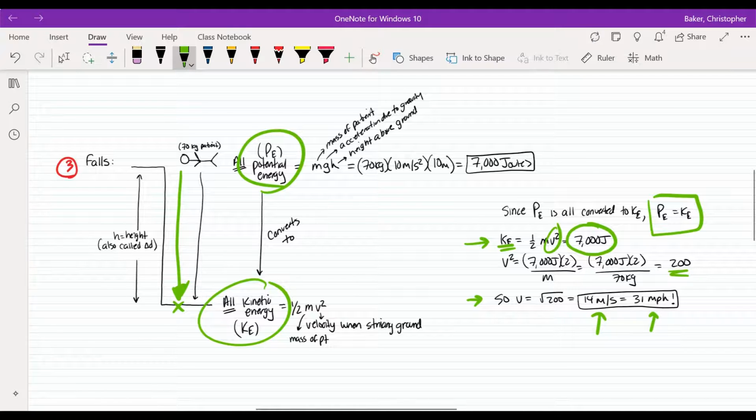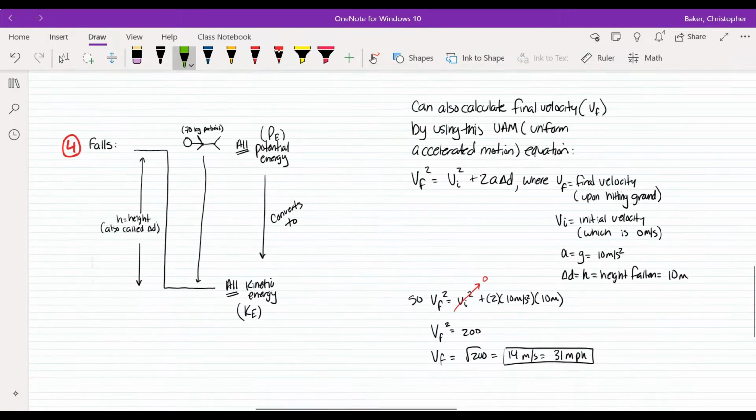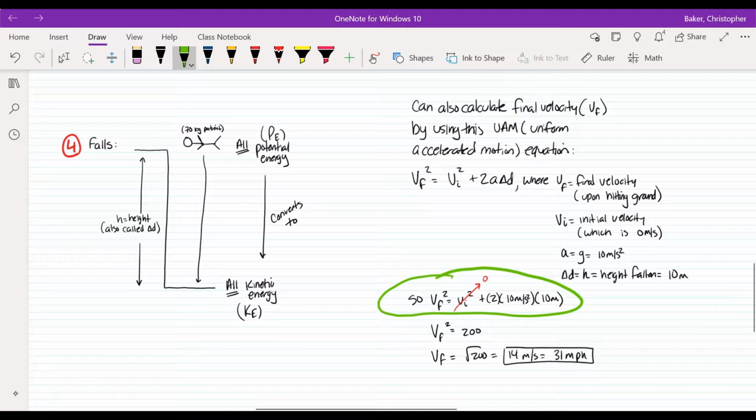Now, if you really enjoy physics, we can actually calculate his velocity or his speed when he hits the ground without any other information other than the distance he fell. And here's how you do it. We're going to use this equation here. V final squared is equal to V initial squared plus 2 times acceleration due to gravity times the distance fallen. So here's the original equation here.